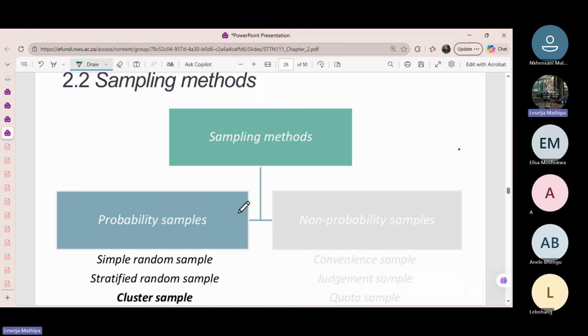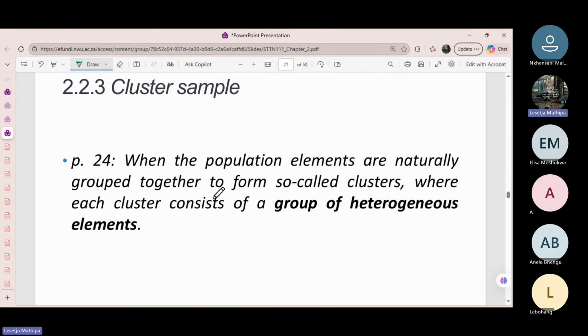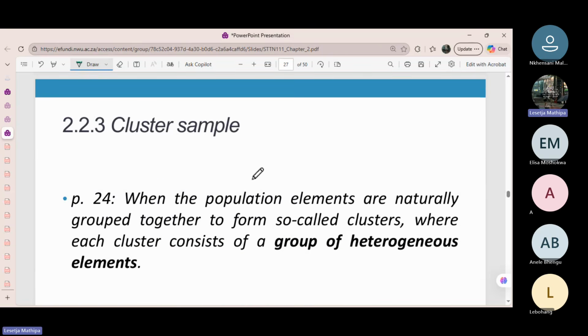Let's go back to this one. So now we did the stratified random sampling. Now let's focus on the cluster sample. With cluster sampling, we're dealing with population elements that are naturally grouped together to form what we call clusters. And those clusters consist of a group of heterogeneous elements.